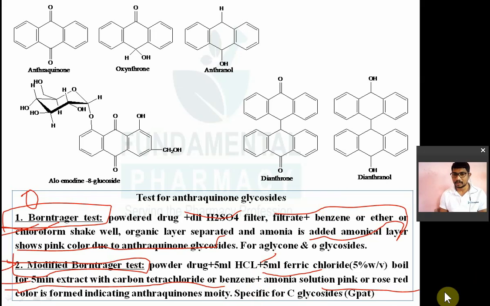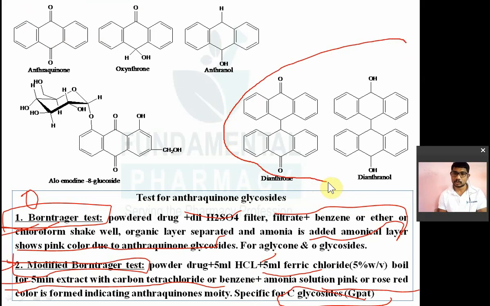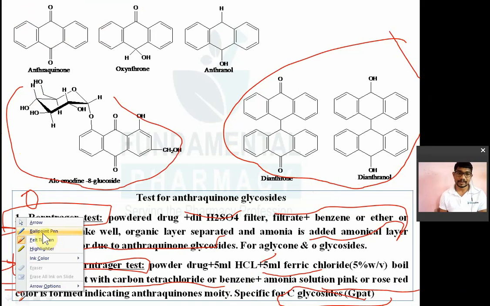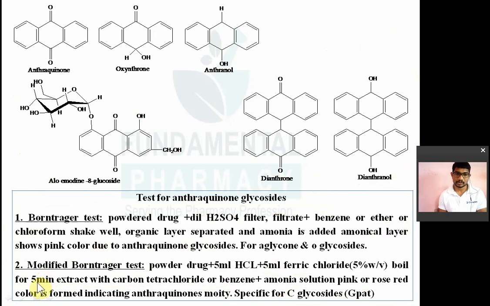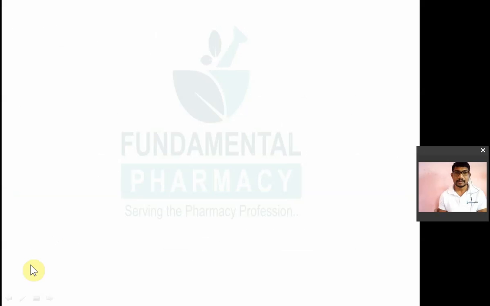A question comes on this. So the Borntrager test is for O glycoside. The modified Borntrager is for C type of glycosides. All the anthraquinone glycosides will consist of this structure. You will have such kind of structure in aloe: dianthrone, dianthranol. Okay, it is a glycoside present in aloe vera. This Borntrager test and modified Borntrager test: the Borntrager test is for O glycosides and the modified Borntrager test is for C glycosides. Okay, so that test will come again once.